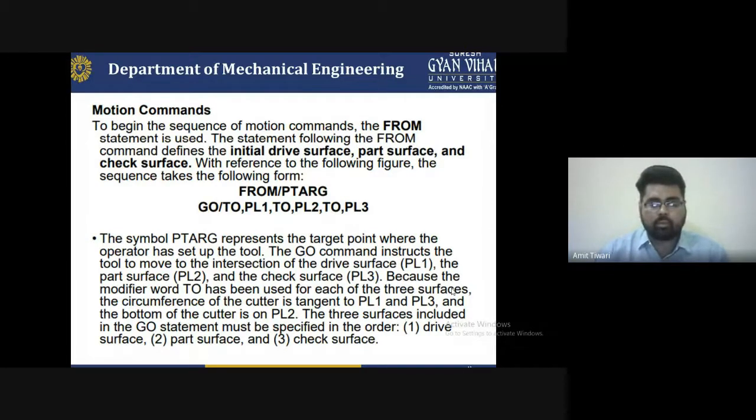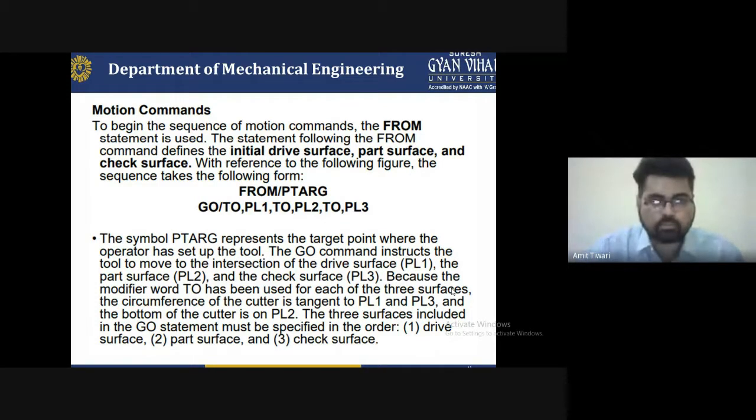As you know, FROM/PTARG, PTARG means it indicates the position you selected, and PTARG is used. GO/TO, PL1, TO, PL2, TO, PL3, TO. This series will be continued until it is stopped by the person, regarding this type of problem on the CNC milling machine.